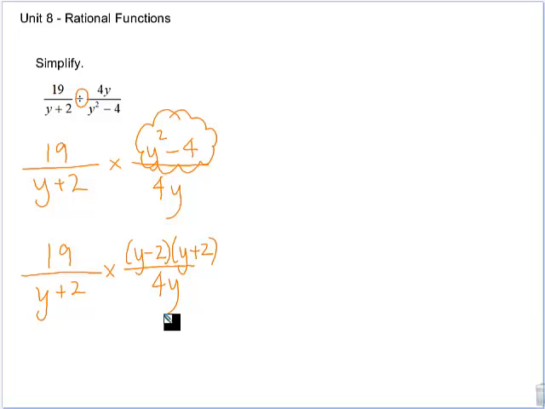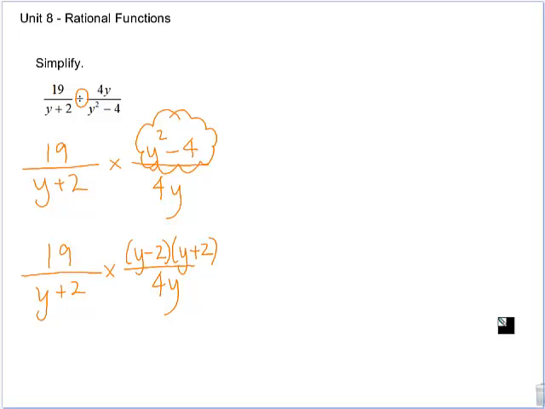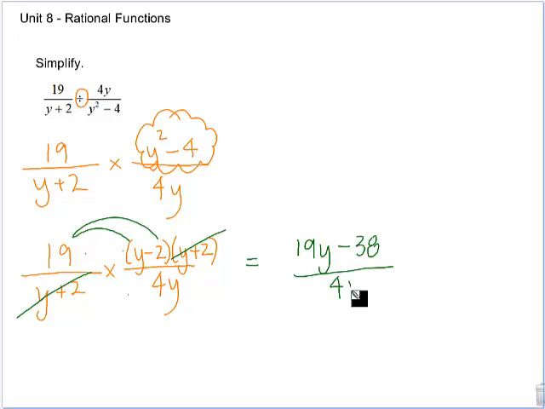And now we look at our numerators and denominators, and we also look to see if any of our diagonals have any like terms that we can cancel. We have a y plus 2 in common, so we'll cancel those out. There is nothing else in common in our numerators and denominators. So now we just multiply straight across. So we will have to distribute our 19 back through. So we will have 19y minus 38 over a 4y. So there is our simplified version.